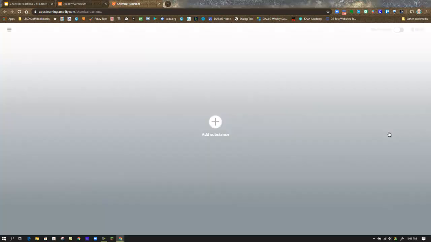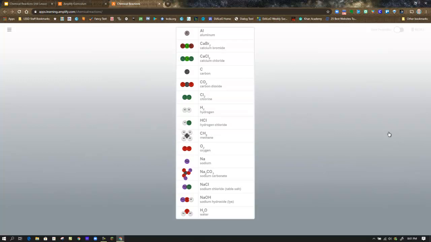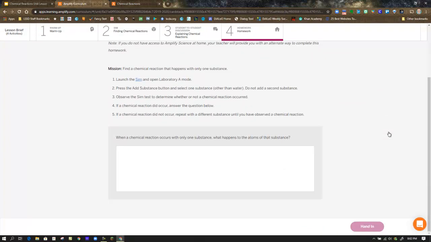I want you to have the simulation open. As before, you're going to add a substance. You're going to select a single substance, observe, and see whether or not a chemical reaction occurs. If it does occur, then you can answer the question below. If it doesn't, you're going to have to search for other elements, other substances that you think might react all on their own. So it might take you a few tries, trial and error, to get this figured out. But once you do, respond back in the space below and hand that in, and that will complete lesson 2.2.